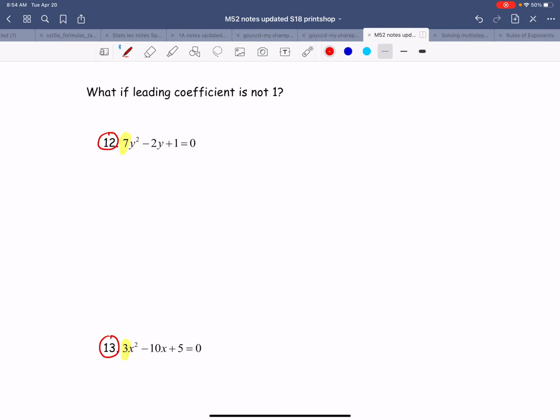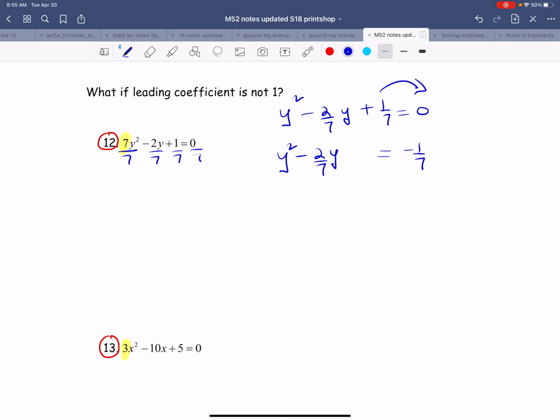How is that possible? We divide everything on both sides by the 7 to get a 1 as the leading coefficient. That leaves me with y squared minus 2/7 y plus 1/7 equals 0. Most of these problems you will end up with fractions when the leading coefficient is not equal to 1, so do them extra carefully. The next step is to move the constant term to the other side: y squared minus 2/7 y equals negative 1/7.